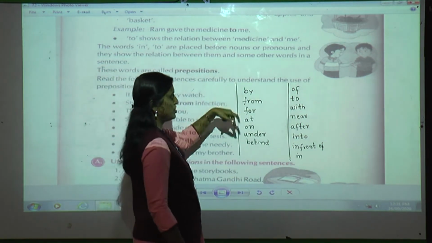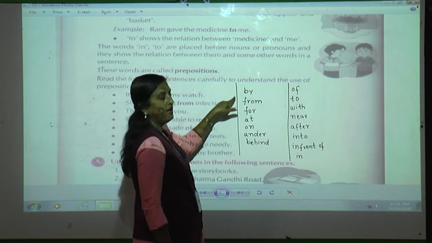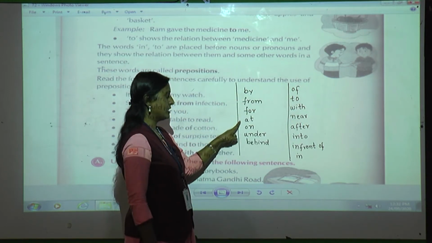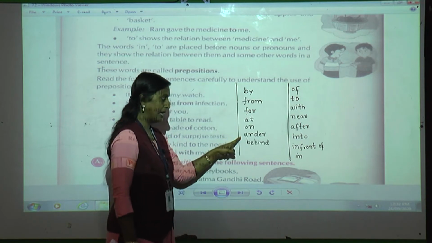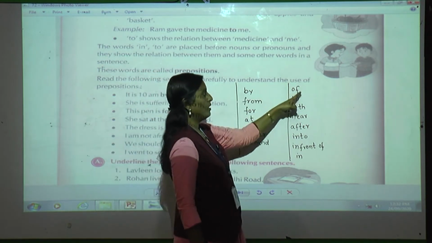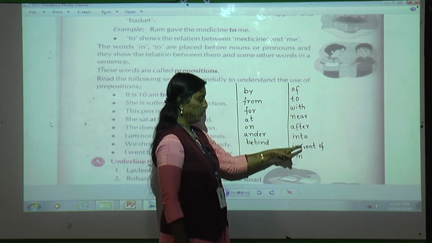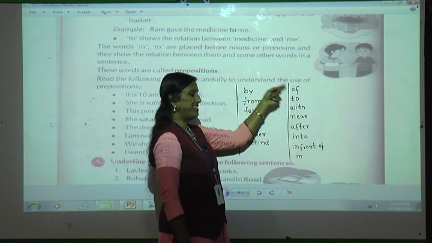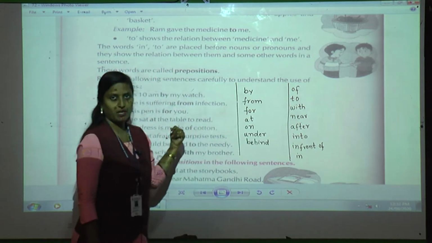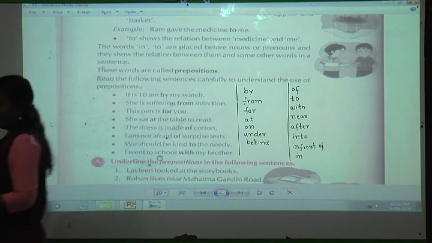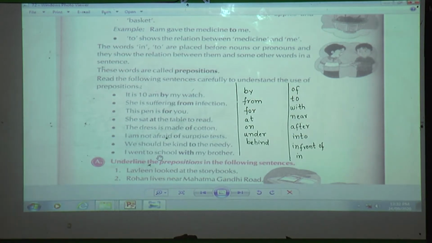What are the prepositions? By, from, for, at, on, under, behind, of, to, with, near, after, into, in front of, in. These are some prepositions we have learned just now. The remaining we will see further, in the examples.